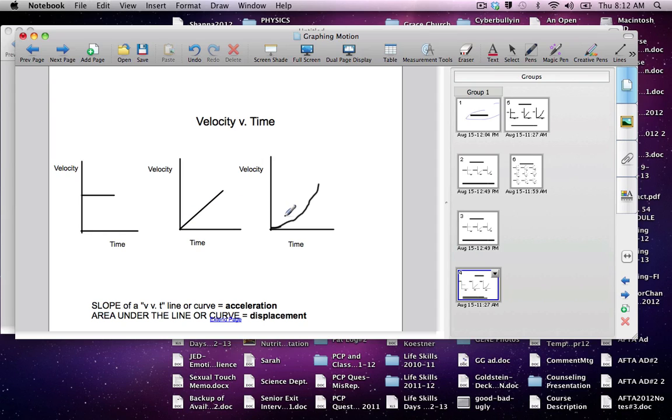Now back over here, if the slope of a v versus t line or curve is acceleration, and the slope is changing constantly, in fact it's getting steeper and steeper, that's telling us that the acceleration is changing constantly. In this course, we're not going to deal with constantly changing acceleration, but I wanted you to see it on the graph and start thinking about what that might mean.